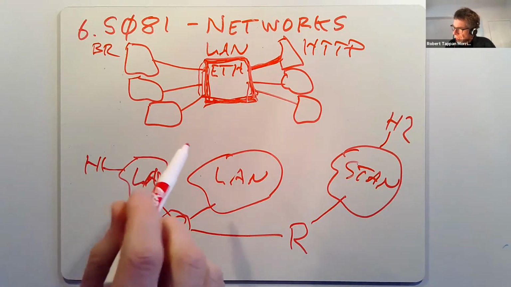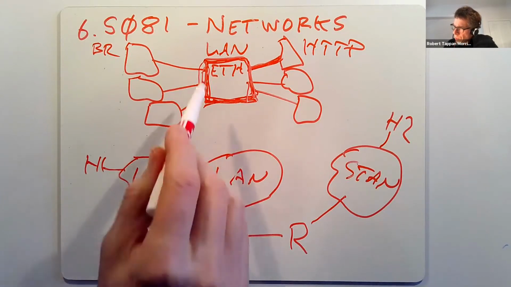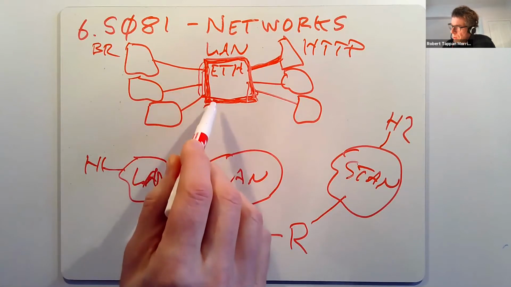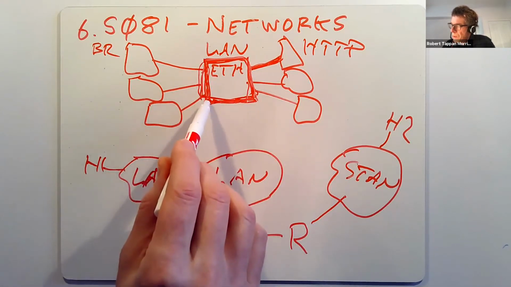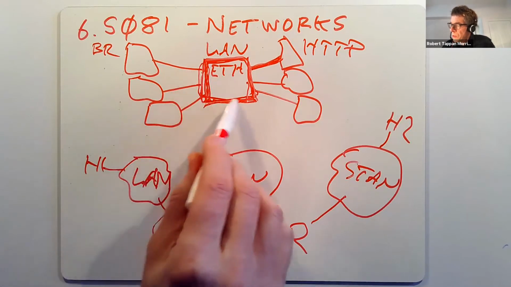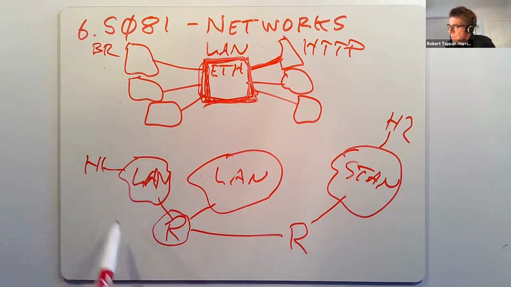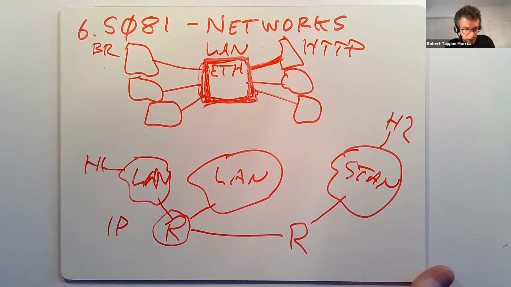So from the point of view of network protocols, this local communication is taken care of by Ethernet protocols, and this long distance communication is layered on top of that and taken care of by IP or internet protocols that know how to route over long distances to distant hosts. Okay, so this is what a network looks like in a nutshell.